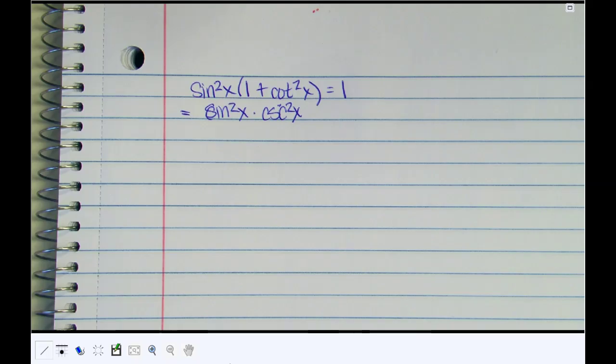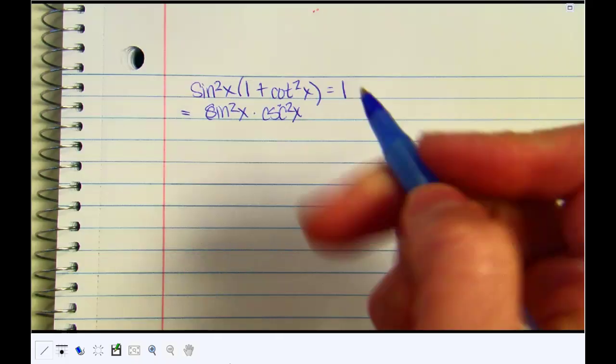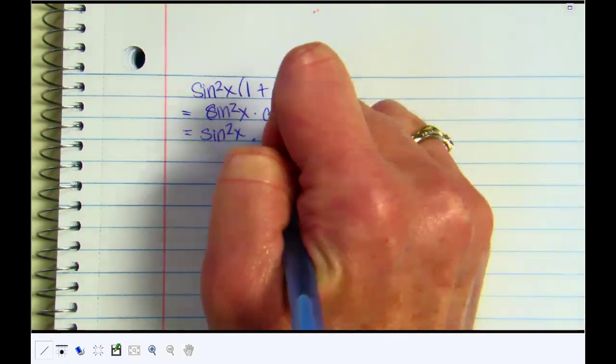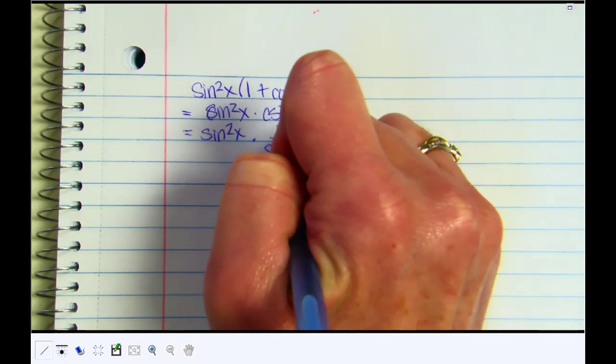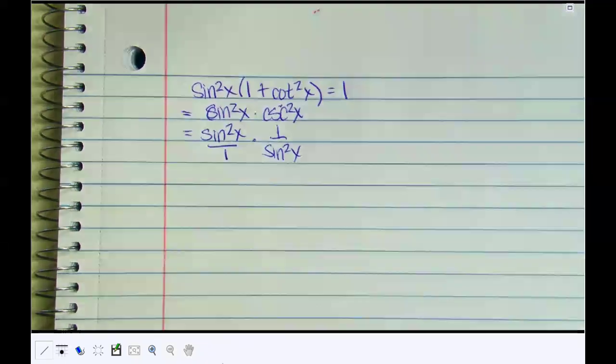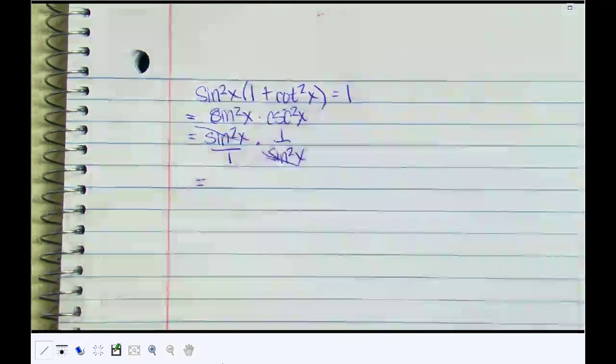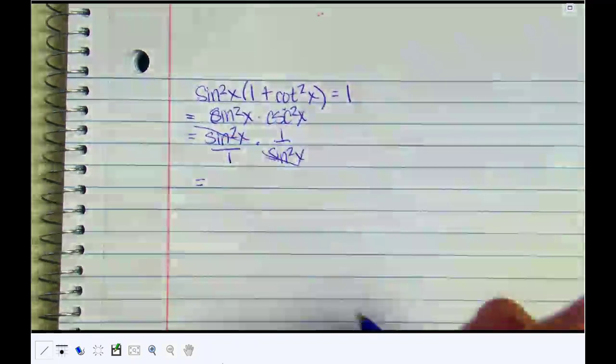Sine squared x. So what's cosecant equal to? 1 over sine. So this is 1 over sine squared. What happens? The sines cancel, and that's equal to 1 over 1, which is 1.